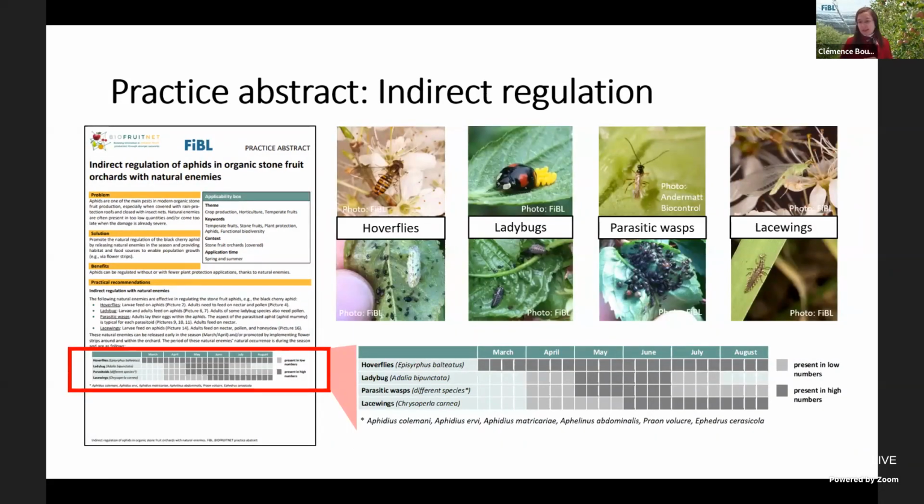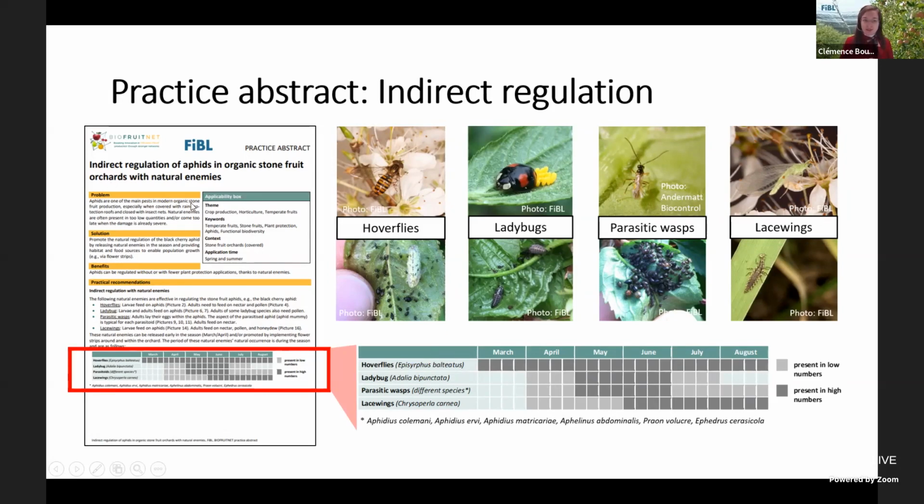Then we did a second practice abstract focused on the indirect regulation with the beneficials. And here we added, for example, a table with these 4 major beneficial categories and when they would occur naturally. So the hoverfly is the one that appears the earliest in the season, so already beginning of March in a high number. The ladybug and the parasitoid wasps, they would start to occur naturally from May on, and the lacewings are later on from June on. Also for you to know when to look for these beneficials.